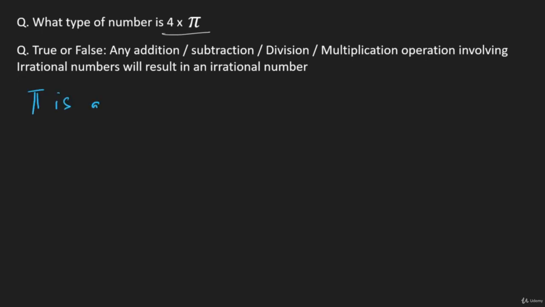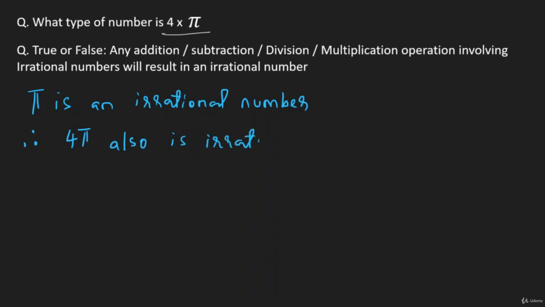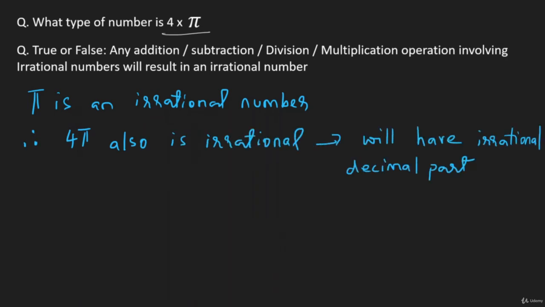We know that pi is an irrational number, right? Therefore, 4 pi will also be irrational because it will have an irrational decimal part. Remember, the decimal expression of pi has a non-terminating, non-recurring decimal expression, right? Now, even if you multiply that decimal part with 4, you will get a non-terminating, non-recurring decimal part, and therefore 4 pi will be irrational.